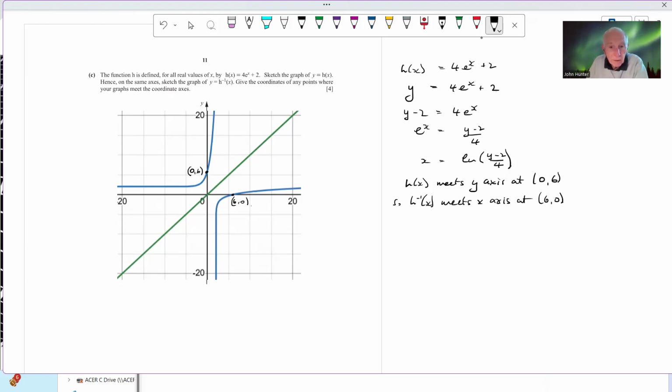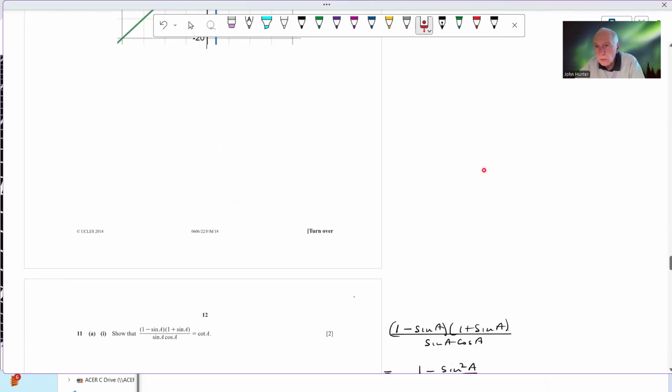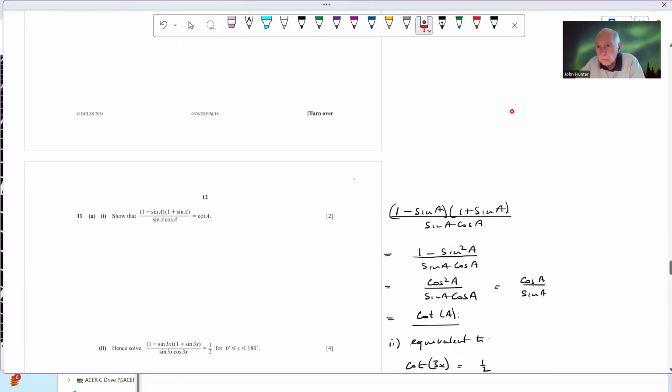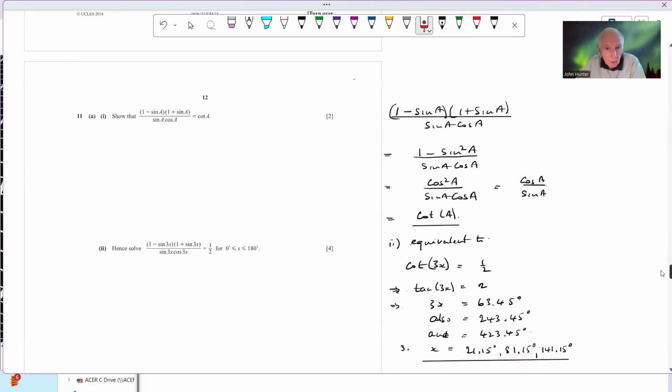Basically we've got this horizontal asymptote here, which arises from this because it's stretched up by 2. Okay, so that is 10C. Yeah, I'm sure 10A and 10B were very interesting, but we'll never know what they were.